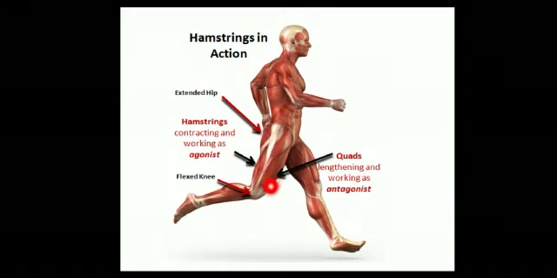While in this case, you can see this is extension. In the case of extension at the knee joint, you can see the muscles of the anterior compartment, which are known as the quadriceps femoris, they act as agonist, while the muscles on the posterior compartment, which are known as the biceps femoris and others, they relax and act as antagonist.